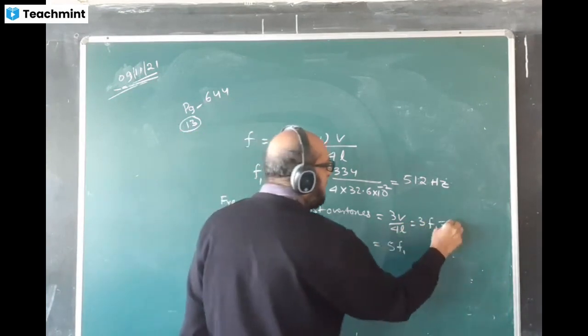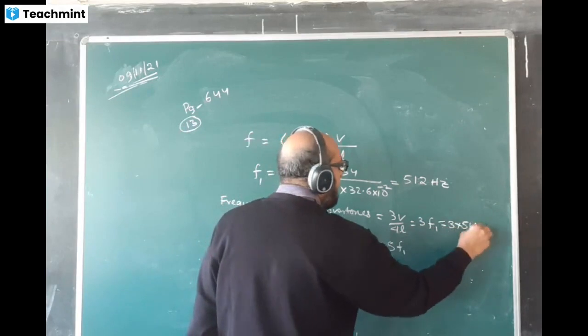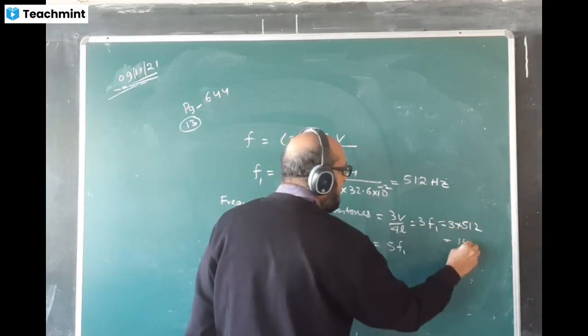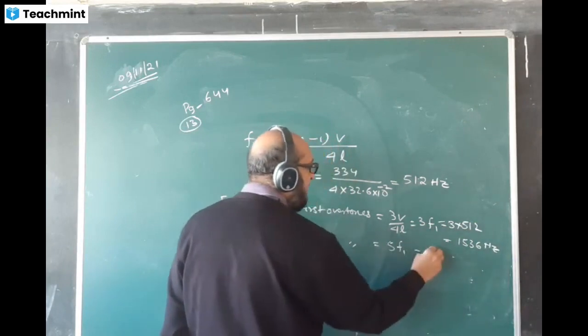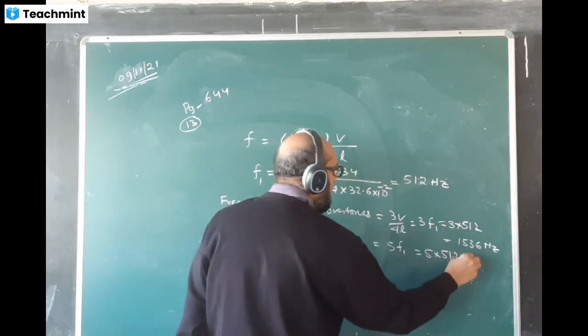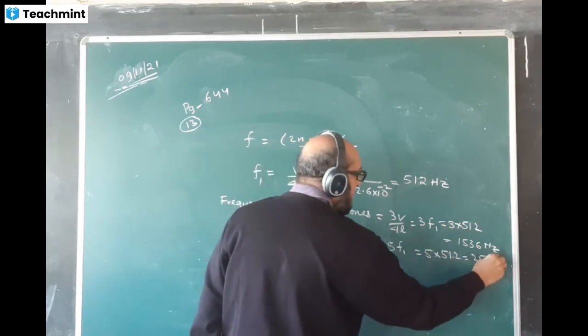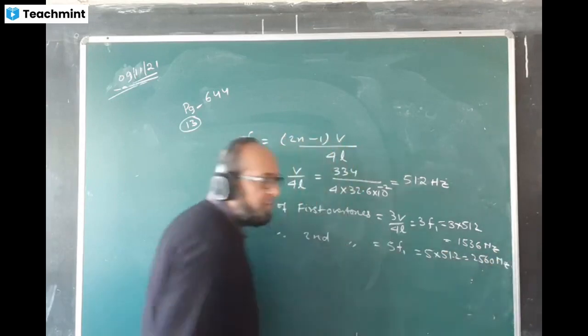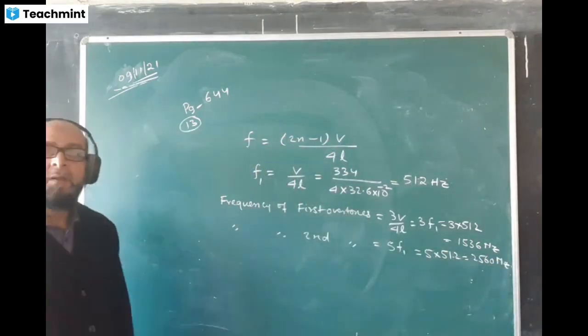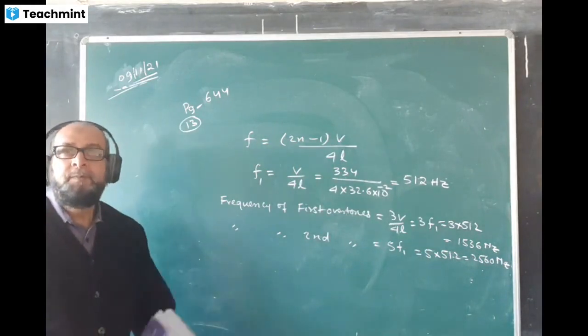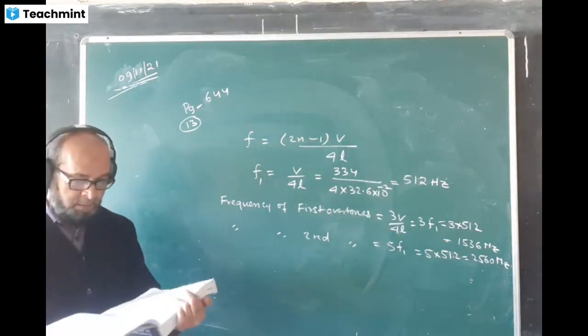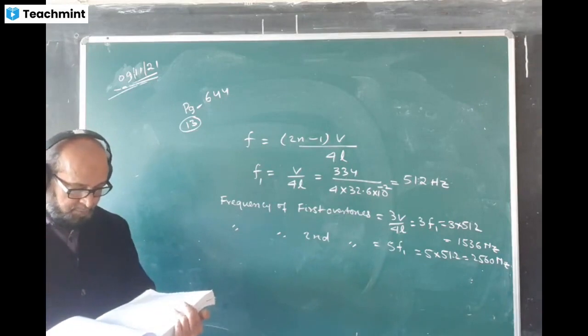That means 3 into 512 gives the answer 1536 hertz. This is 5 into 512. Answer is 2560 hertz. Very easy. This is the answer. Your answers have come.